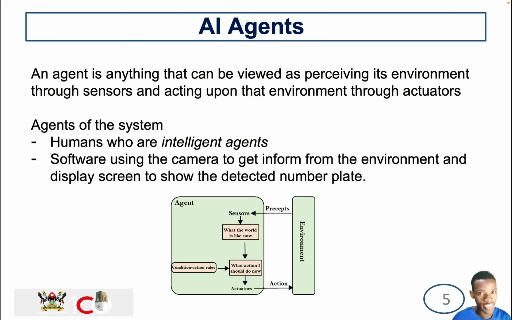An agent is anything that is viewed to perceive its environment through sensors and act upon that environment through actuators. So in an example of the agents in the system, we have humans who are also considered as intelligent agents. Then we also have the software that will be used, let me say, the camera taking feed, which gets the information or perceives its environment, and then outputting it maybe through a display screen to show the detected number plate.